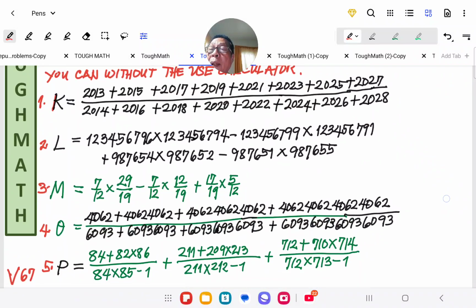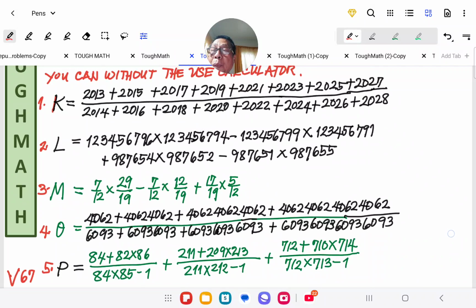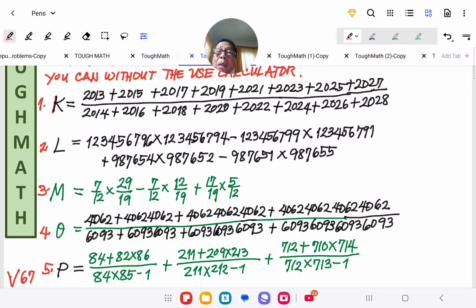Okay, so number 1, we have an expression for k, which is a fraction whose numerator is the sum of the terms of an arithmetic progression, and the denominator is similar. It is a sum of the terms of some arithmetic progression. Okay, so how do we arrive at the answer more quickly?